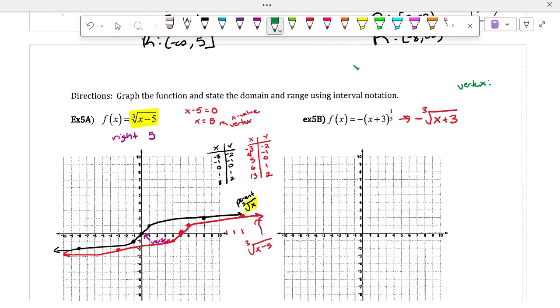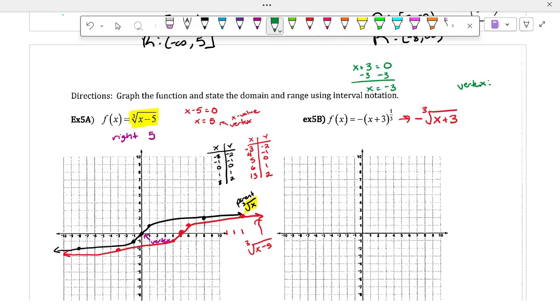You would set x plus 3 equal to 0 and subtract the 3 from both sides. So my x value of the vertex is -3. Say that one more time. No, if the plus 3 was outside of the radical, it would just be 0 as your x value for the vertex. But your y value would change. So it wouldn't be 0, 0. It would probably be like 0, 3 or -3.